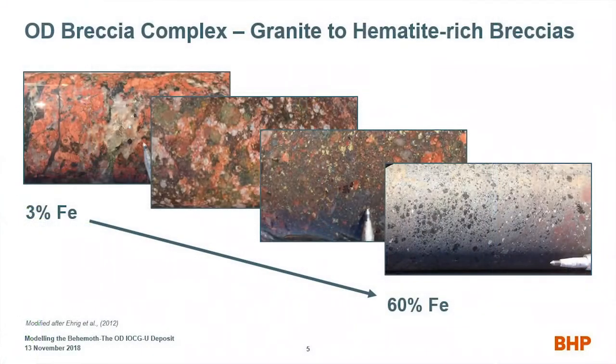Just to give you a really brief graphical overview of what we're dealing with, here we have our unaltered Roxby Downs granite with increasing hematite content and increasing brecciation further on. Then at the end, right in the core of the ore body, we have this hematite quartz matrix, which is unmineralized, but very, very high in hematite, up to 60%.